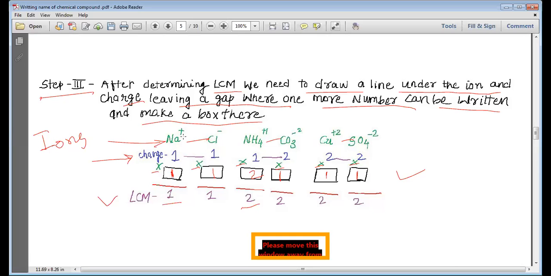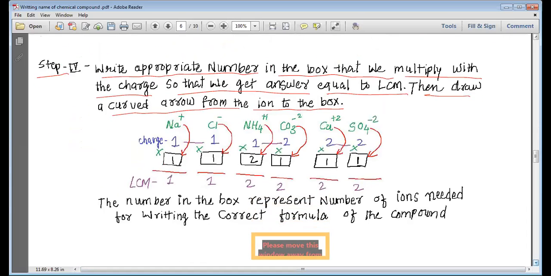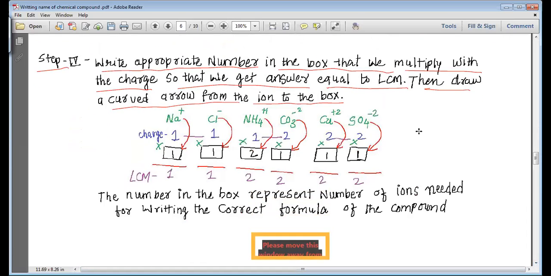Then in the next step, we need to put the arrow this way on the boxes. It is very easy and very interesting. Please understand this. So you can see that I have done it. In this fourth step, you can see that I have written those numbers and then I have made arrows towards them.